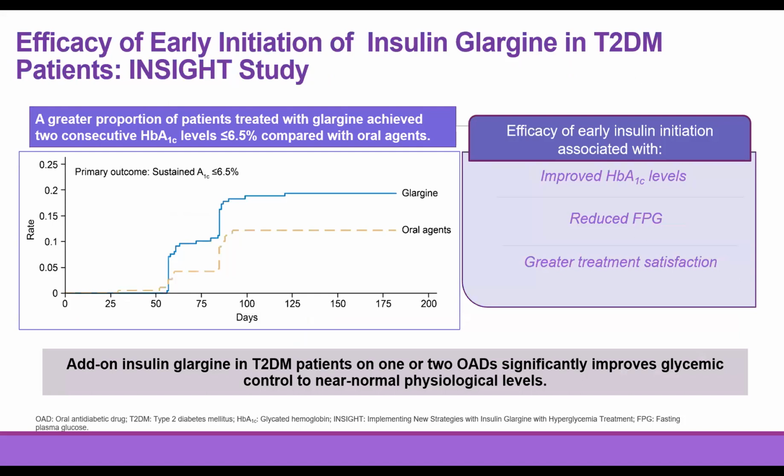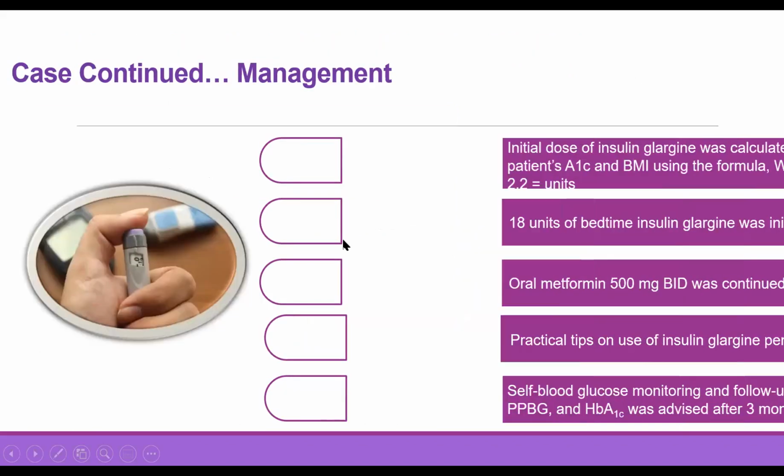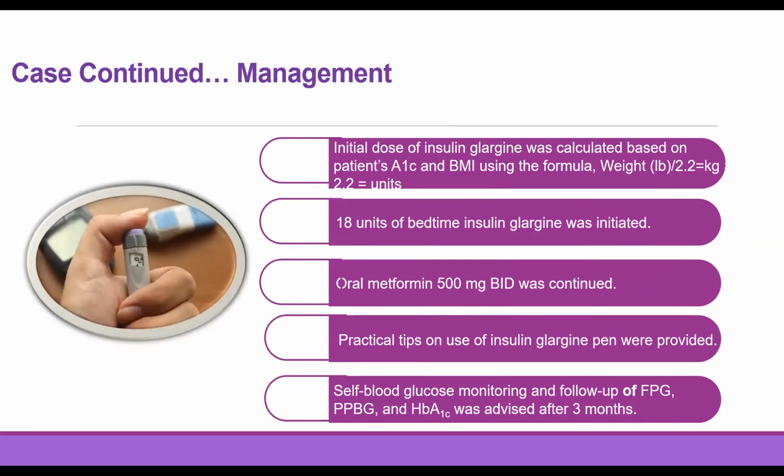Now, early initiation of insulin glargine will give a better outcome compared to oral agents, as this important study showed. If you give glargine, it produces a better outcome compared to the oral agents. Now, if we look at our case, the initial dose of insulin glargine was calculated based on the patient's A1c and BMI using this formula. I don't use the formula. I start insulin at 10 units, then progressively increase the dose. That is a very, very important option in front of you. Or otherwise, you can calculate on the basis of the A1c and BMI formula.